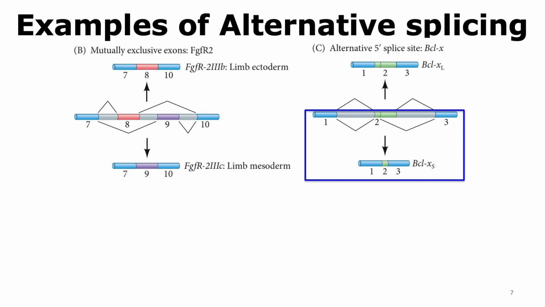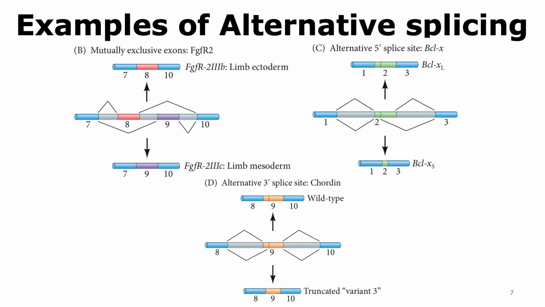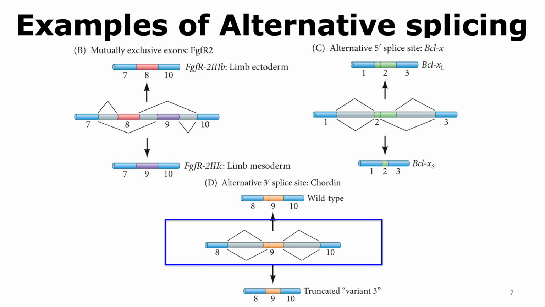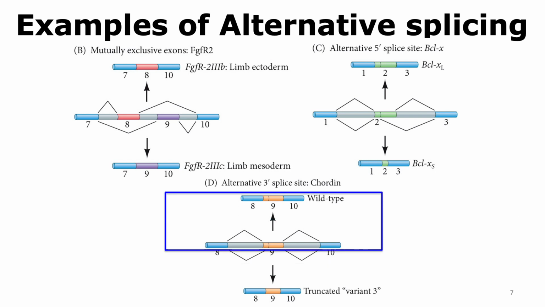This is normally observed in the BCLX gene. The third type of alternative splicing is where there are alternative 3' splice sites. In this case, we are going to look at a nuclear RNA that has the exons number 8, 9, and 10. And alternative splicing can occur where we have the entire exon 8, entire exon 9, and the complete exon 10 joined together to form the messenger RNA.